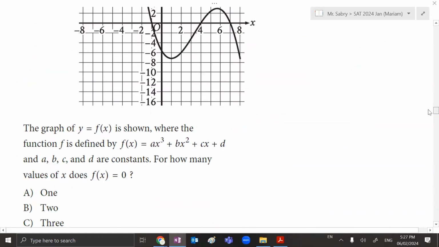Here's the graph. Here is the equation. They're asking for how many values of x does f of x equal 0. What do you understand? Am I supposed to be familiar with this? Yeah. Actually, even if you're not, that's what we're learning, Mariam, to think through the things that we haven't seen before. And we've learned some strategies for that. So let's try it out.